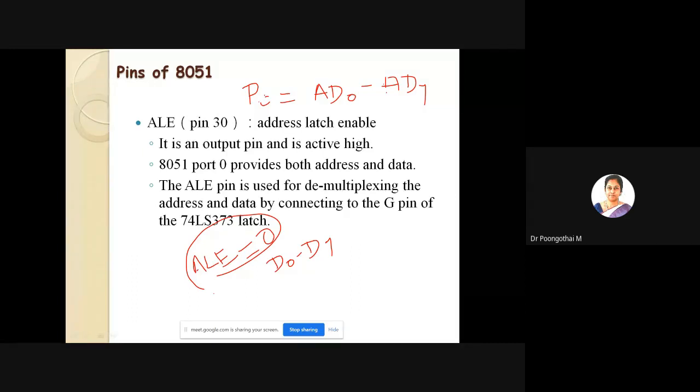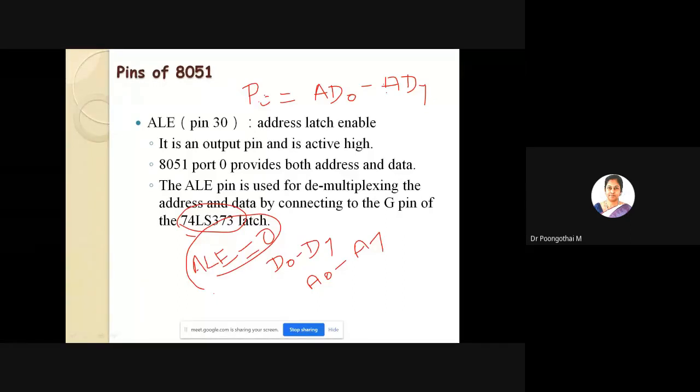When ALE is equal to 0, the information on the multiplexed bus represents the data. Otherwise, it represents the address A0 to A7. So it's mainly used for demultiplexing the address and data information by using this particular latch, that is the 74LS373 latch.